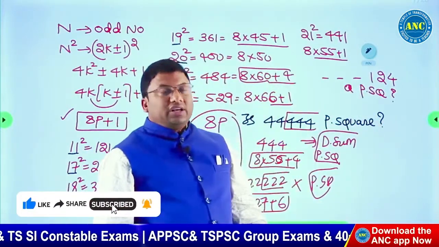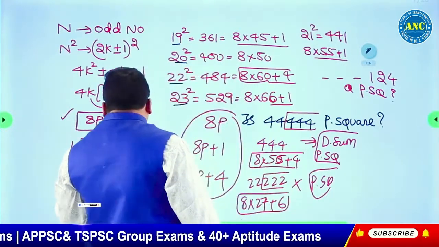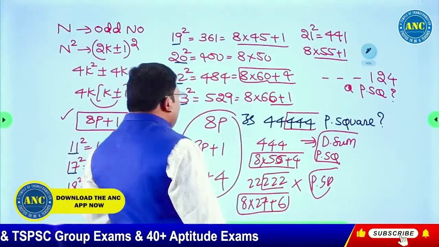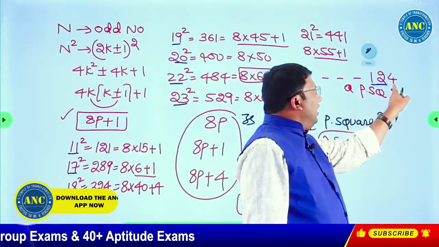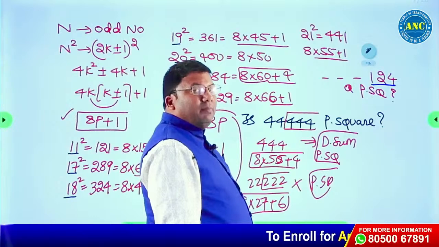4 sixes are 24. But by using 8, what will be the answer? 8 fifteens are 120. What is the remainder? It is giving 8p plus 4. It may or may not be.